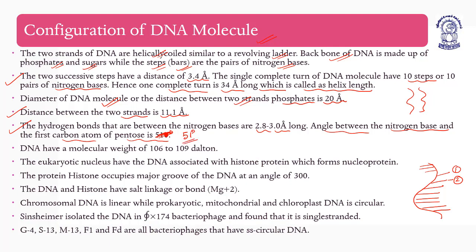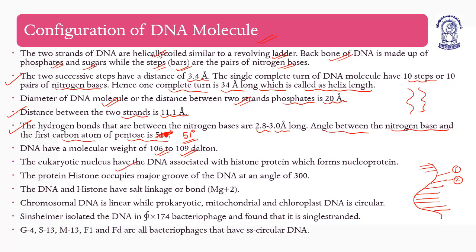DNA has a molecular weight of 10^6 to 10^9 daltons. The angle between the nitrogen base and the first carbon is 51 degrees, and the hydrogen bonds present in between are 2.8 to 3.0 angstrom.